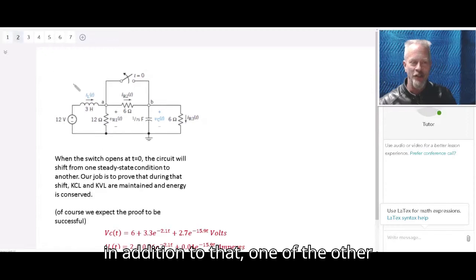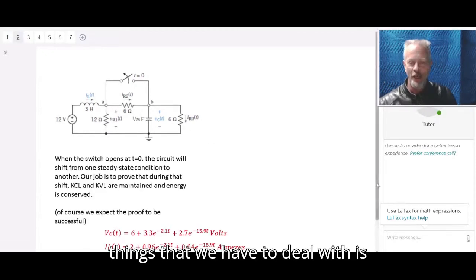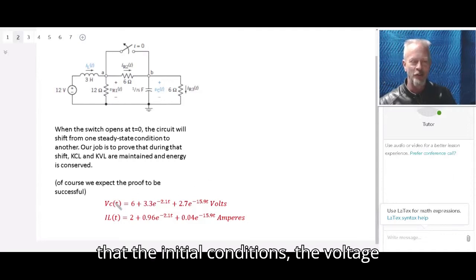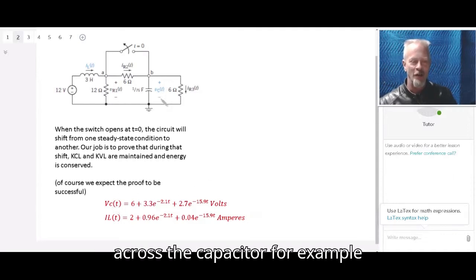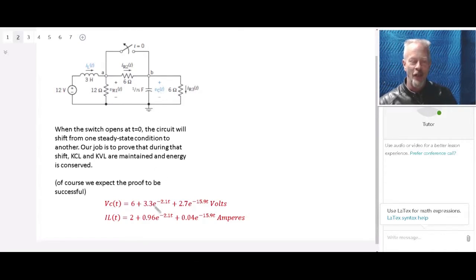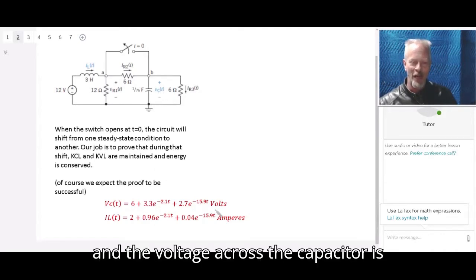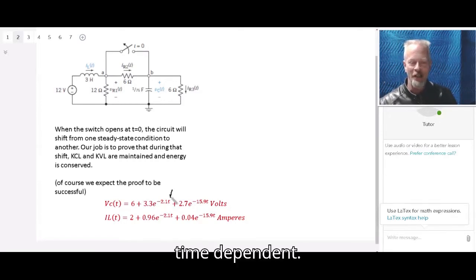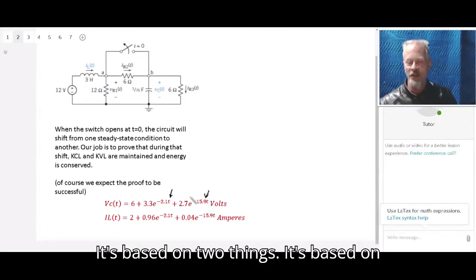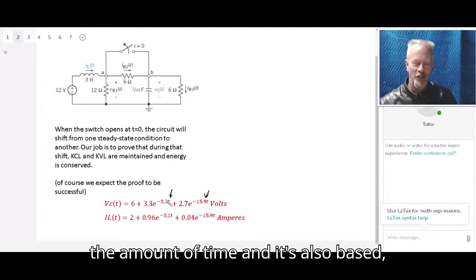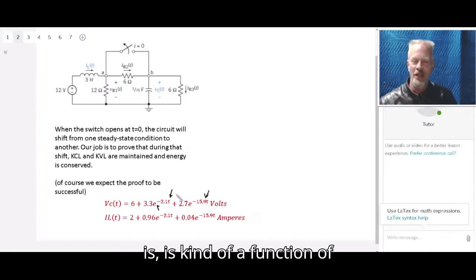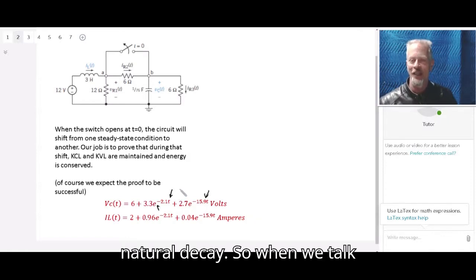So in addition to that, one of the other things that we have to deal with is the initial conditions. The voltage across the capacitor, for example, here is given, and it's this mess right here, which is time dependent. It's based on two things. It's based on the amount of time, and since we're using e here, it's also a function of natural decay.